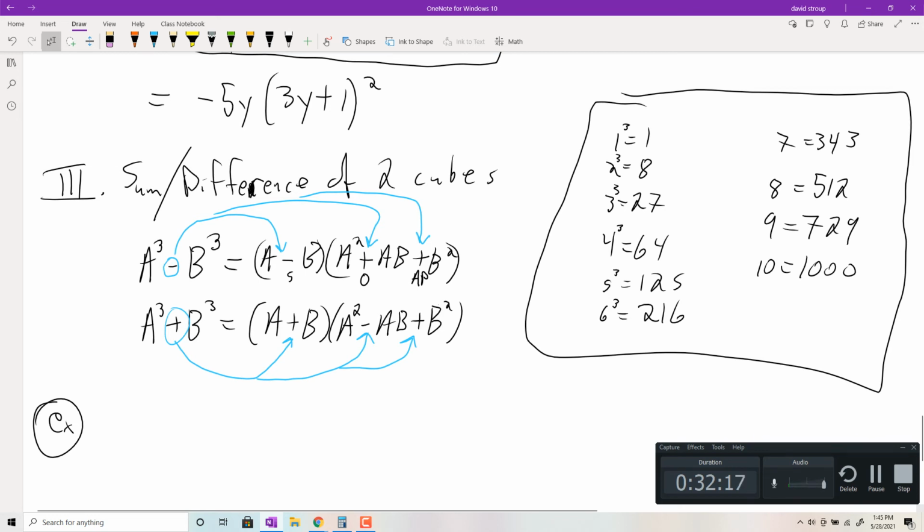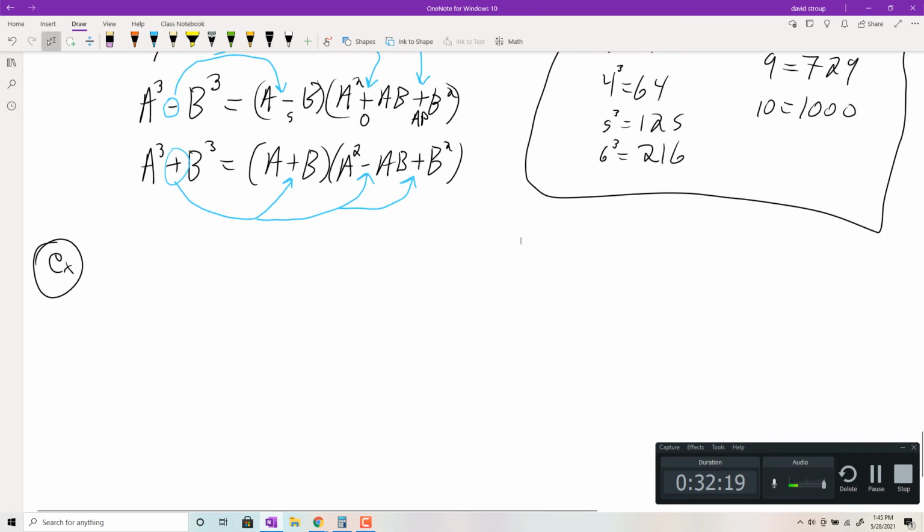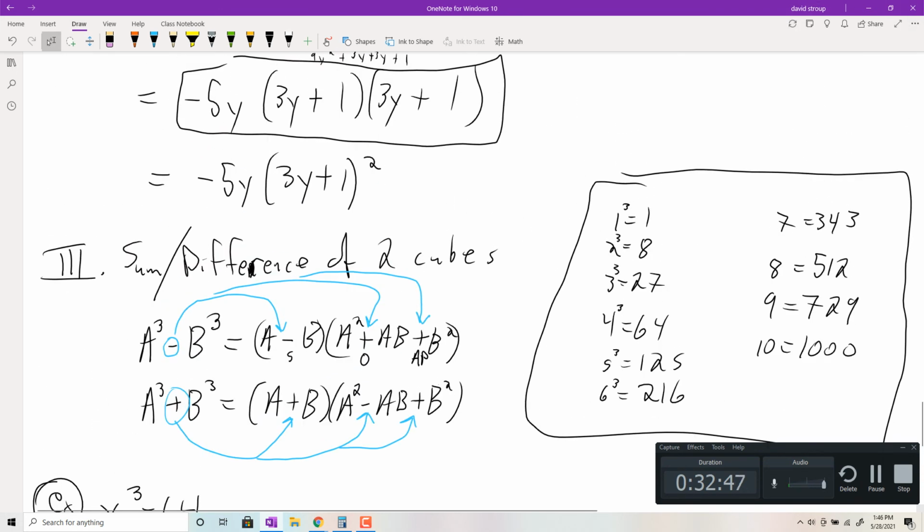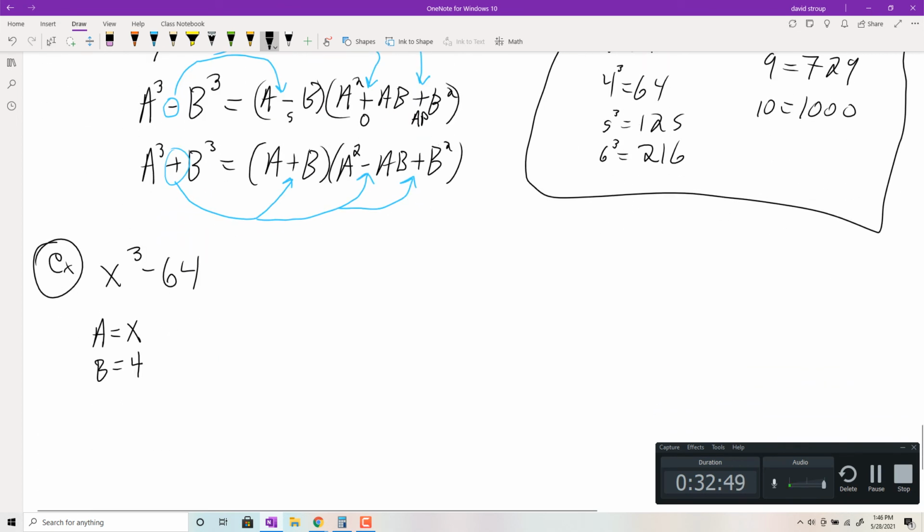Let's take a look at doing these. Okay, so the example, x cubed minus 64. The way I do these is usually identify what is A and what is B. I don't really do that in the other problems, but for this I think it helps. So basically you're doing what's called a cube root. So what times what times what is equal to x cubed? Well, x, right? And then what cubed is equal to 64? If you look back at your table, 4. And then you just are plugging and chugging into the formula.